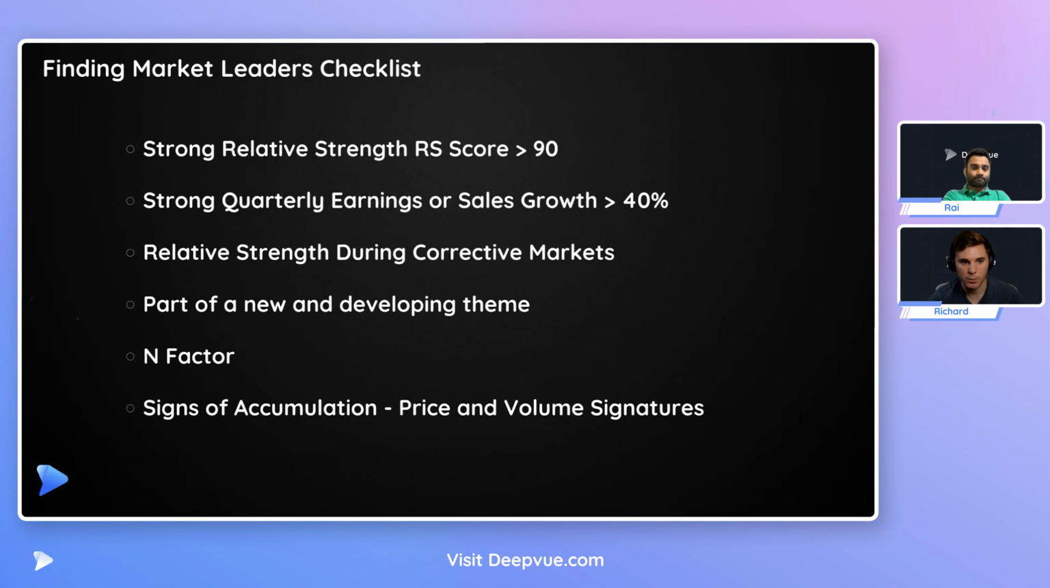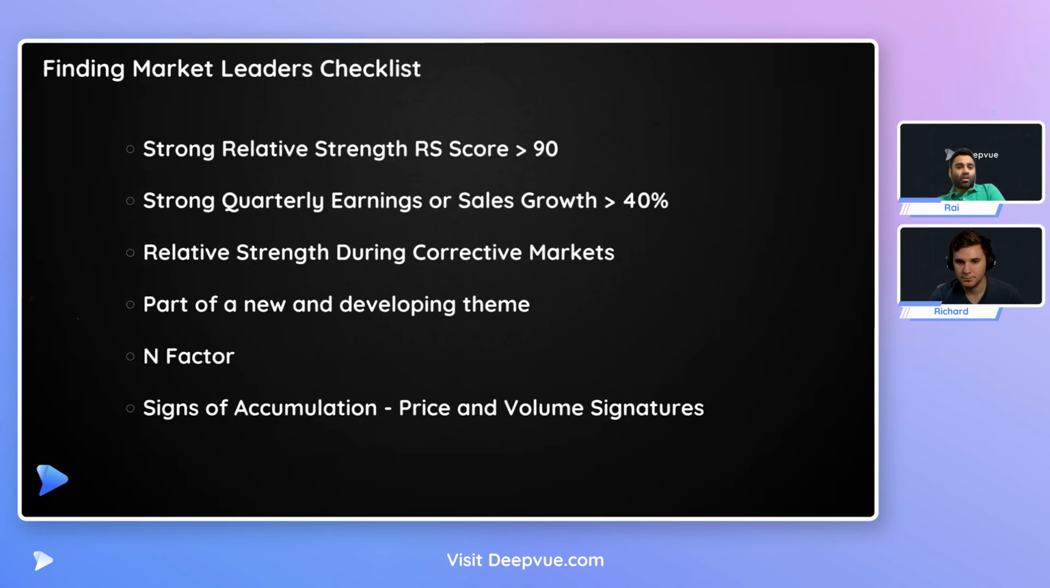Relative strength during corrective markets, we really spent a lot of time focused on that in the previous webinar. Part of a new and developing theme, we've covered that, the N factor, and then the constructive signs of accumulation, price and volume signatures, a lot of weeks up in a row, huge volume to the upside, those key things. Anything to add for people to really keep in mind as they're looking for true market leaders, Rai?